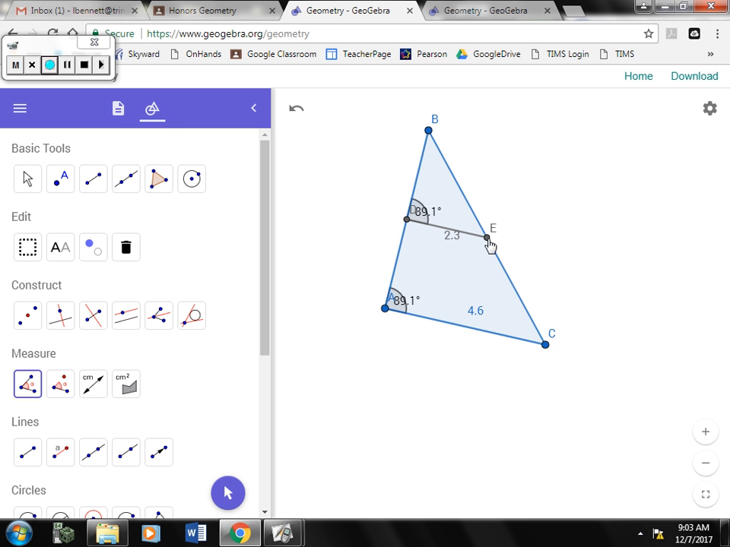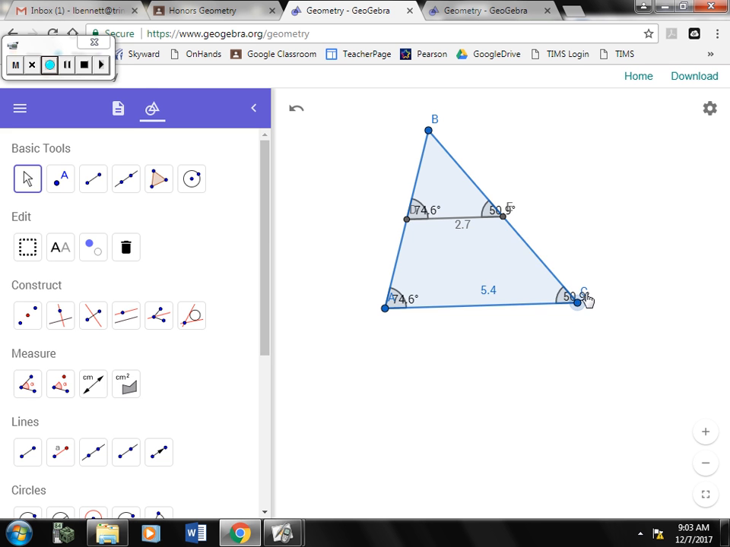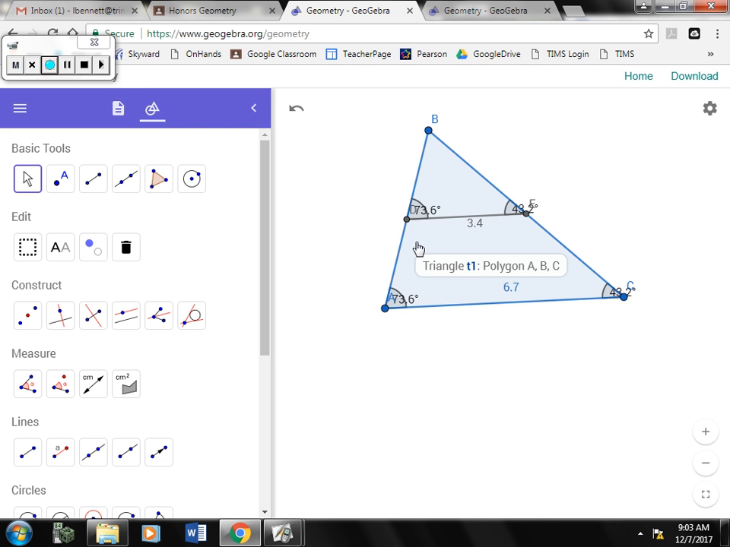If you want, you could find the other angles also. You could find and prove that these are also going to be congruent, and I can see that those are congruent. And this will hold true even if I move my picture around. See how they always end up being the same, no matter what happens here?